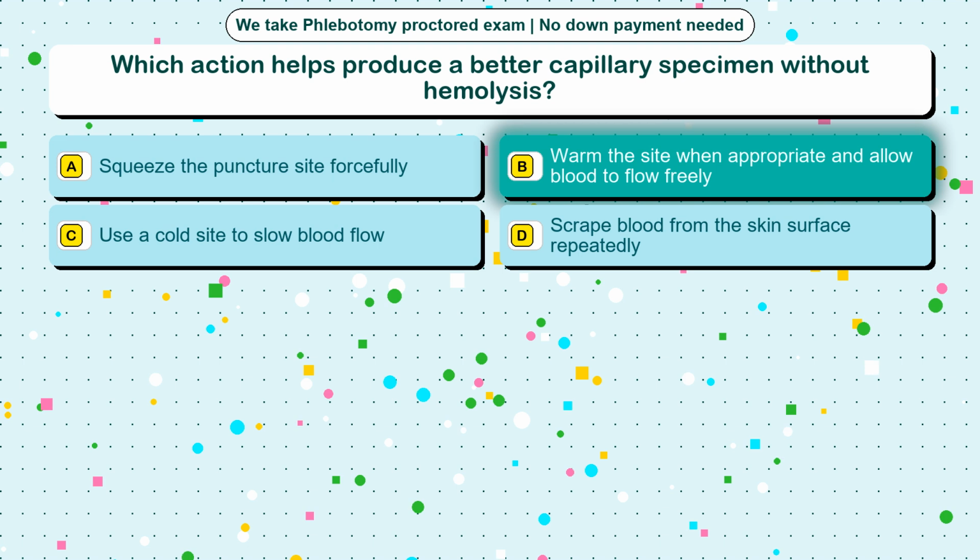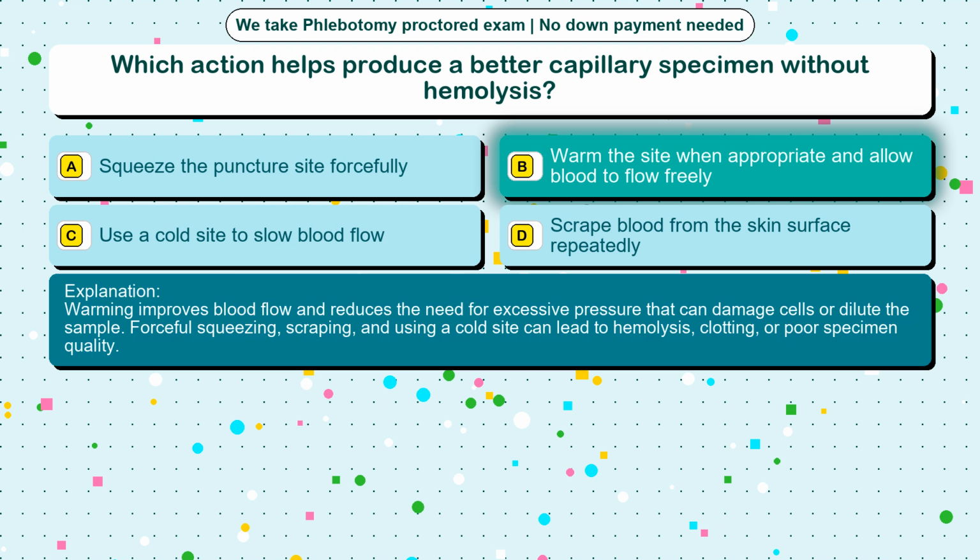The correct answer is option B. Warm the site when appropriate and allow blood to flow freely. Warming improves blood flow and reduces the need for excessive pressure that can damage cells or dilute the sample. Forceful squeezing, scraping, and using a cold site can lead to hemolysis, clotting, or poor specimen quality.